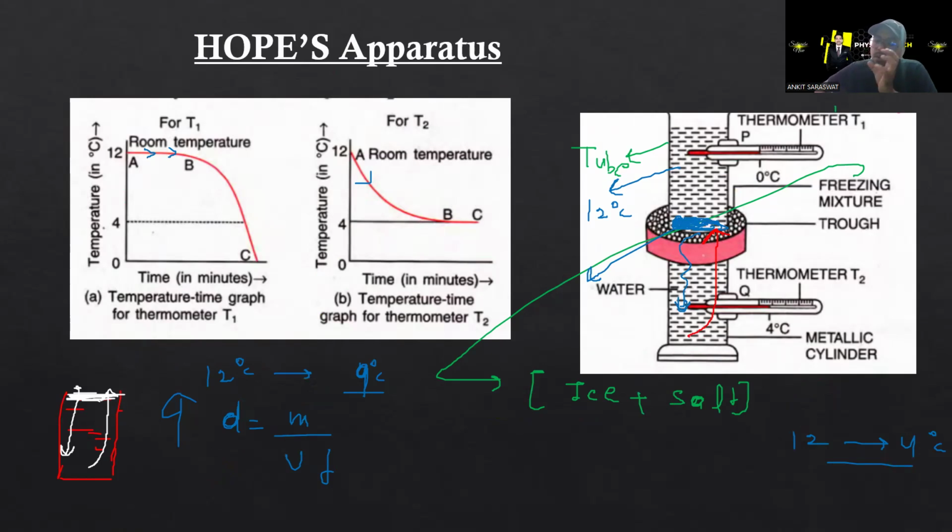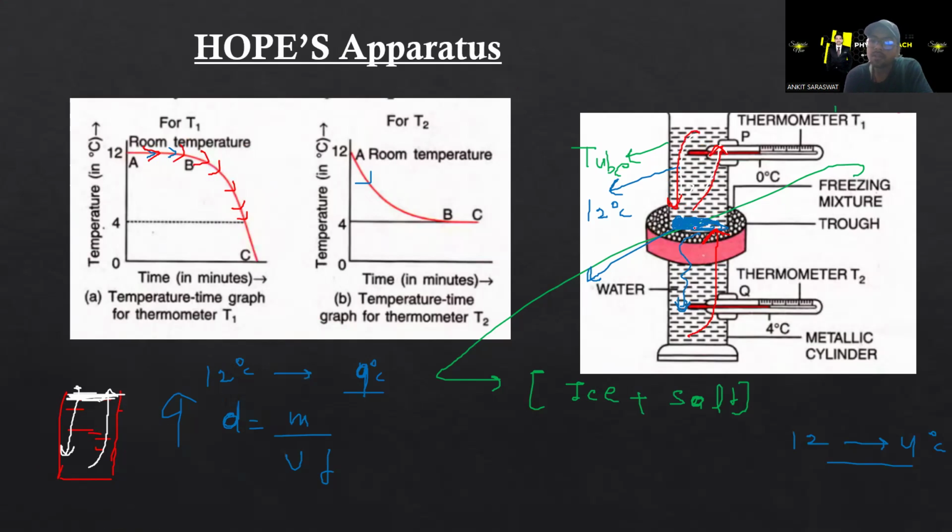Understood? So when the central portion reaches 4 degrees Celsius, it becomes 4 degrees Celsius. If you decrease the temperature of the central portion below 4 degrees Celsius, then it becomes lighter. It is going up. Convection current happens. Heavier water is coming down like that. Then the upper portion is also becoming cooler, meaning the upper portion temperature is continuously decreasing from 12 to 4 degrees Celsius. And after 4 degrees Celsius, what is going to happen?